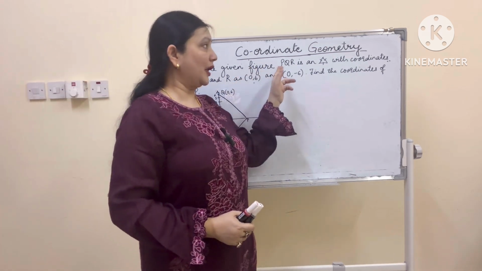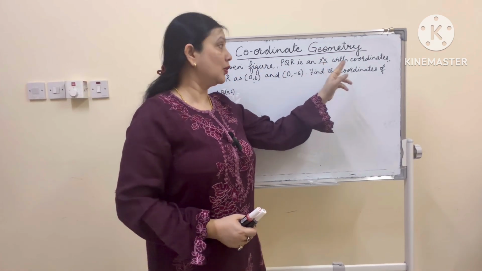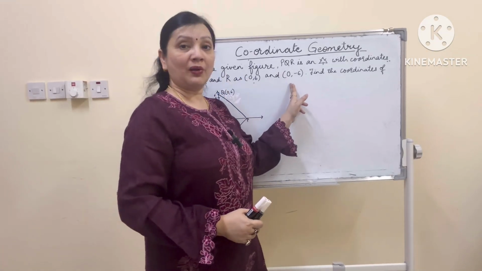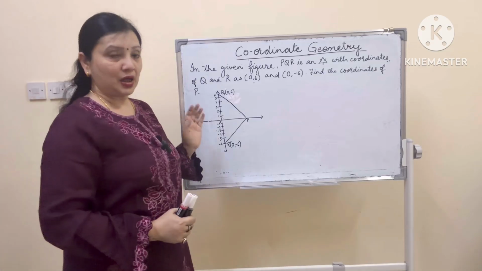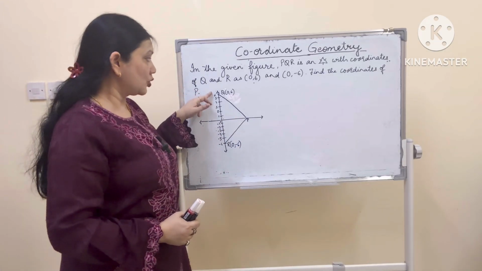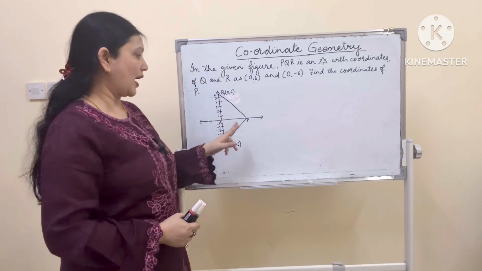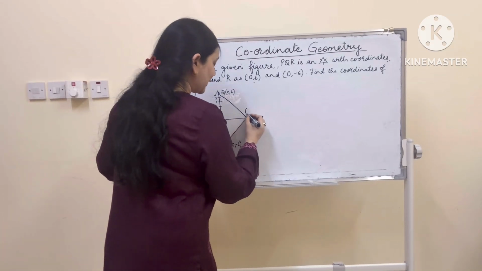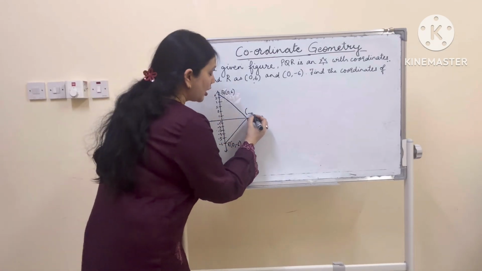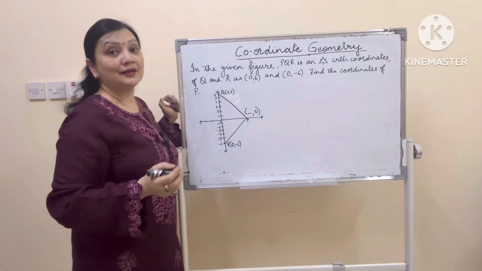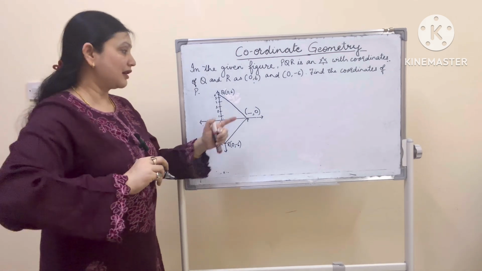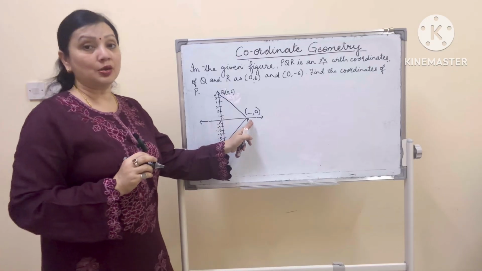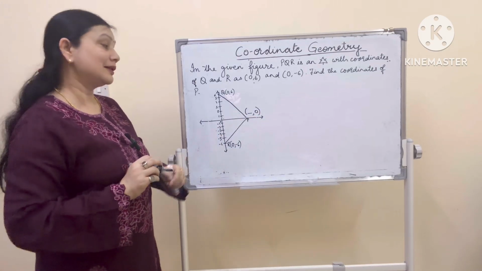In the given figure, PQR is an equilateral triangle with coordinates of Q and R as (0, 6) and (0, -6). Find the coordinates of P. Now they have given a figure also. So this is Q (0, 6), this is R (0, -6) and this is P. The coordinates we do not know, but they have given that it is lying on x-axis. That means the coordinate of y is 0. Yesterday we learnt that if the coordinate of y is 0, then the point is on x-axis. So here because it is on x-axis, we know that the y ordinate is 0.